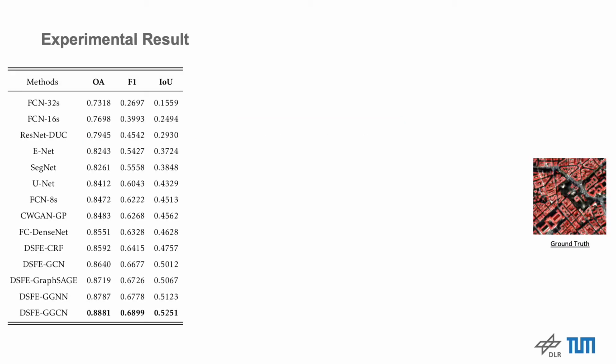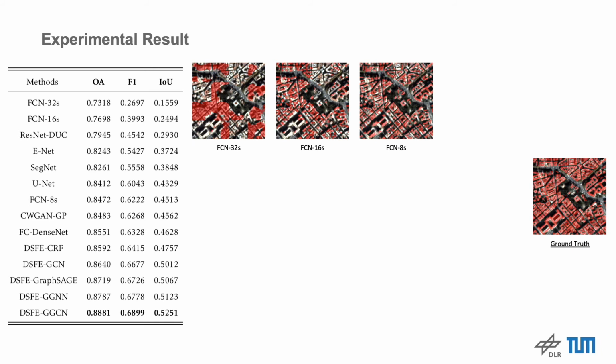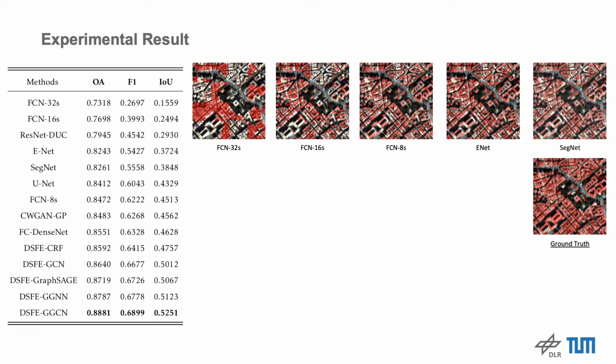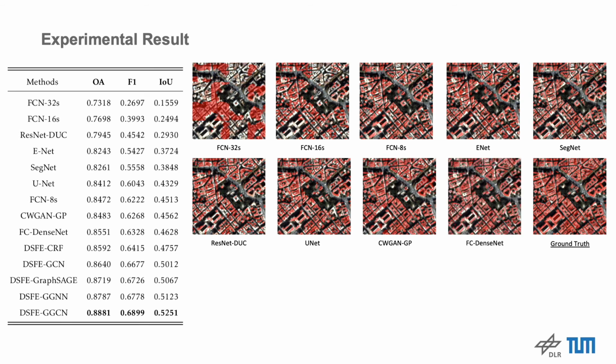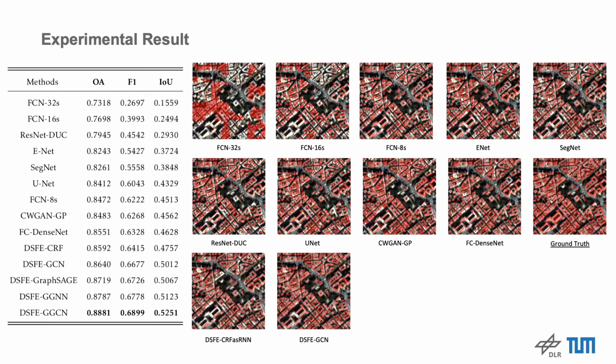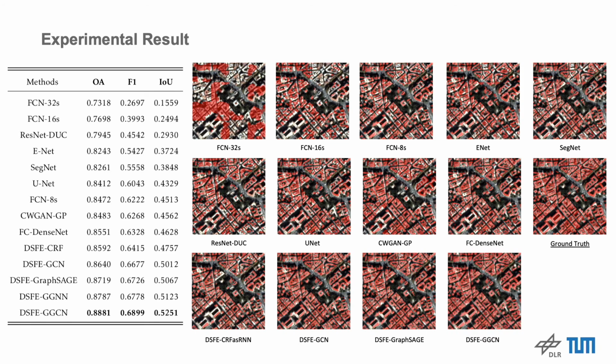Here I will show our experimental results. We compared with different neural network architectures and recent graph models. For the evaluation, we use 3 metrics such as overall accuracy, F1 score, IOU. As one can see, our results outperform other methods, and also the visual result confirms the quantitative comparison.